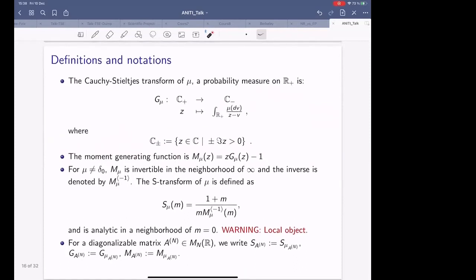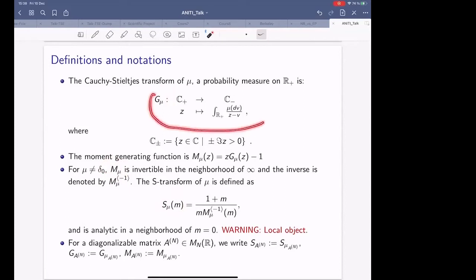So this slide is about definitions and notations, so I'll go slowly on this. You just have to remember: here you have multiple letters, G, M, and S, and they're just different encodings of this same measure. So we saw that a spectral measure can be encoded as a probability measure, and you have different ways of encoding it: G, M, and S.